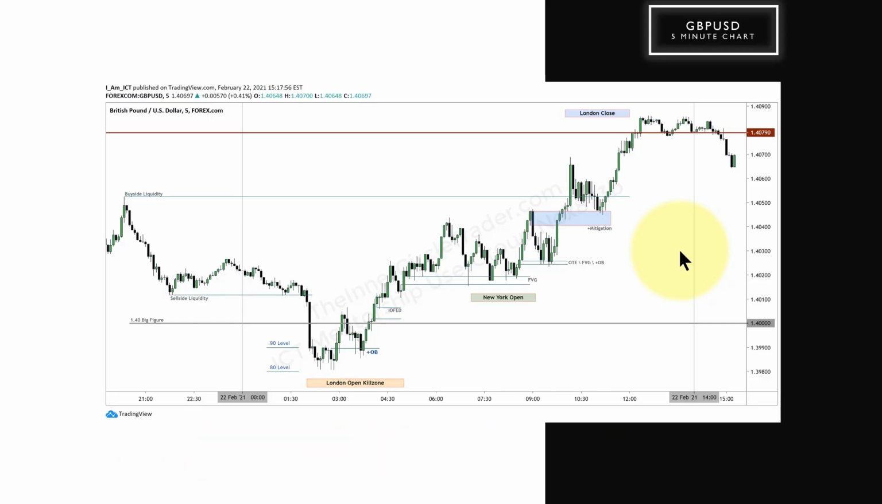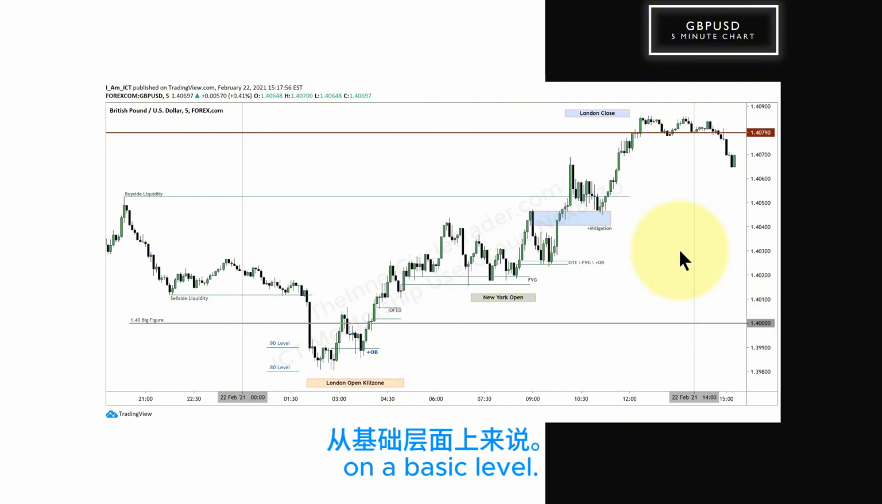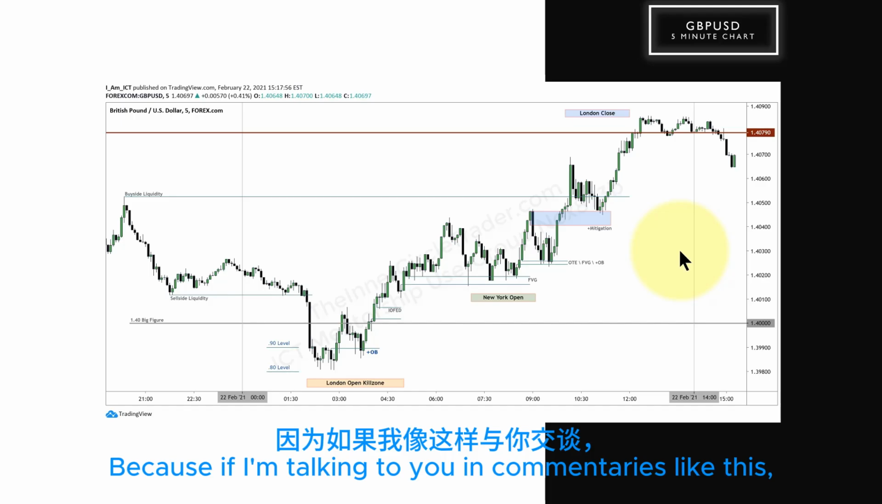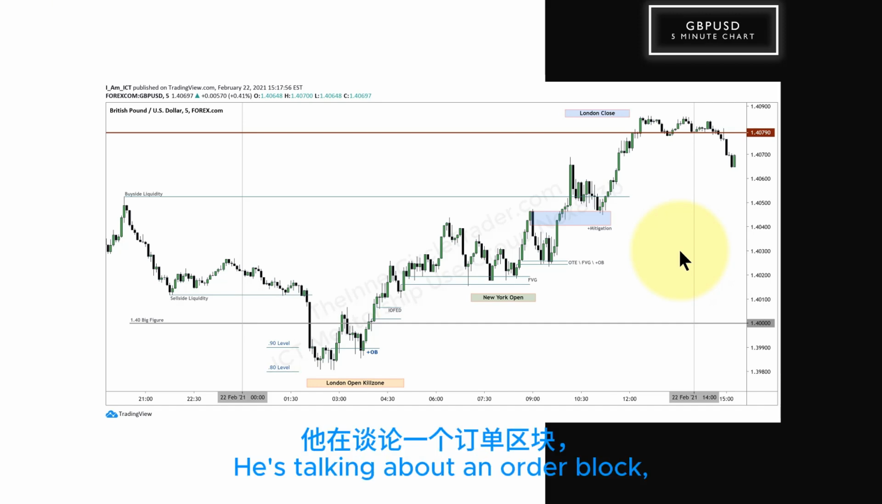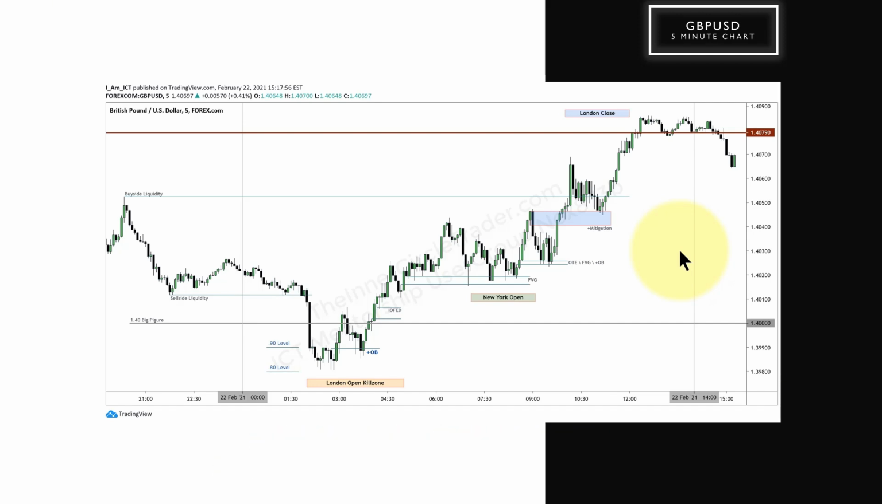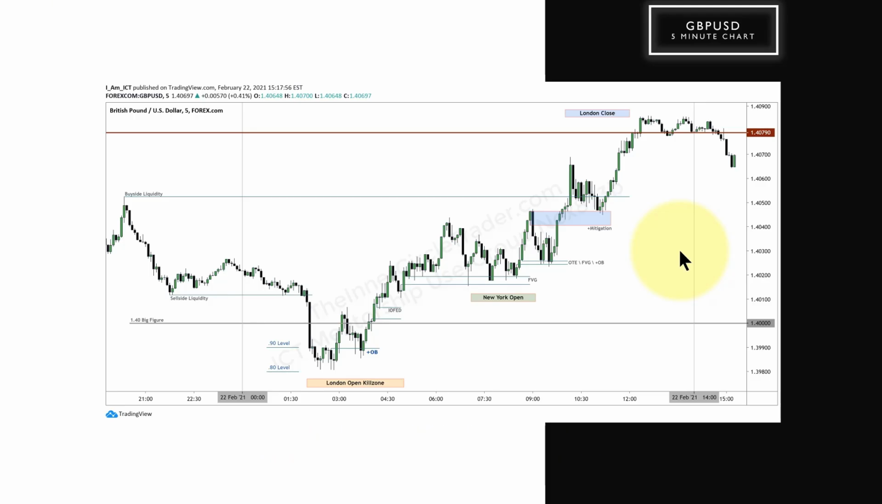They're foundational. You need to know what these things are on a basic level, because if I'm talking to you in commentaries like this, you're not going to be oblivious to, oh yeah, he's talking about a buy side imbalance, sell side fish. Oh yeah, he's talking about an order block, or he's talking about a fair value gap, or he's talking about a mitigation block. You have been introduced to it.